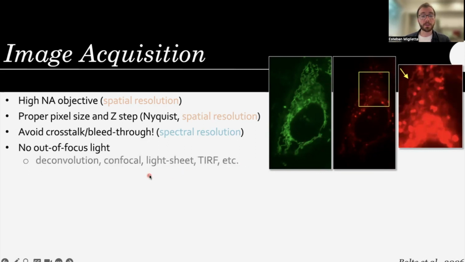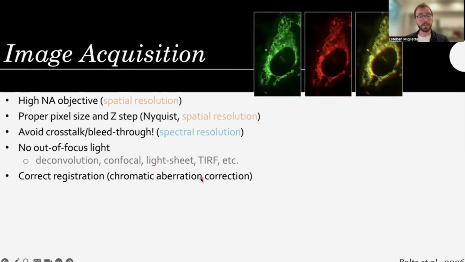Moreover, again, because you want to have good spatial resolution and you want to be only capturing the light that comes from the focal plane, you should use imaging methodologies that avoid out-of-focus light, such as deconvolution, if you are using widefield microscopy, to get rid of that out-of-focus light, or confocal, light sheet, TIRF, or other imaging methodologies that only keep the in-focus light.